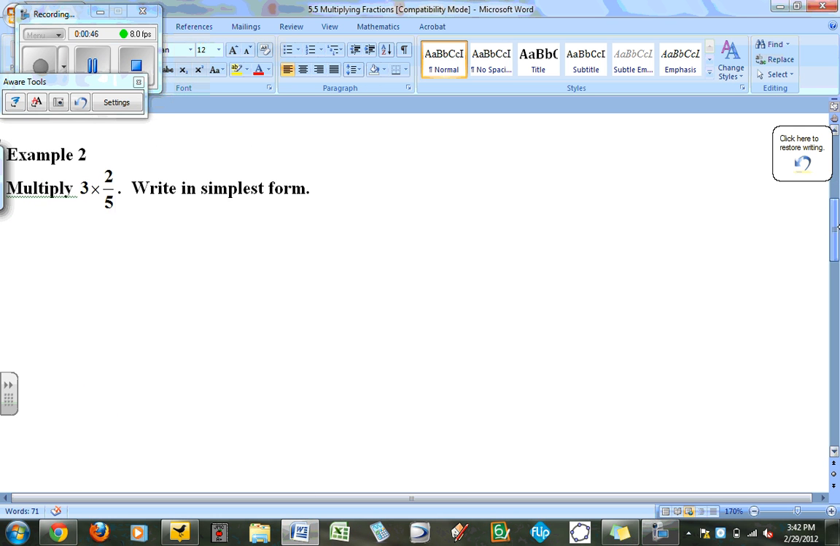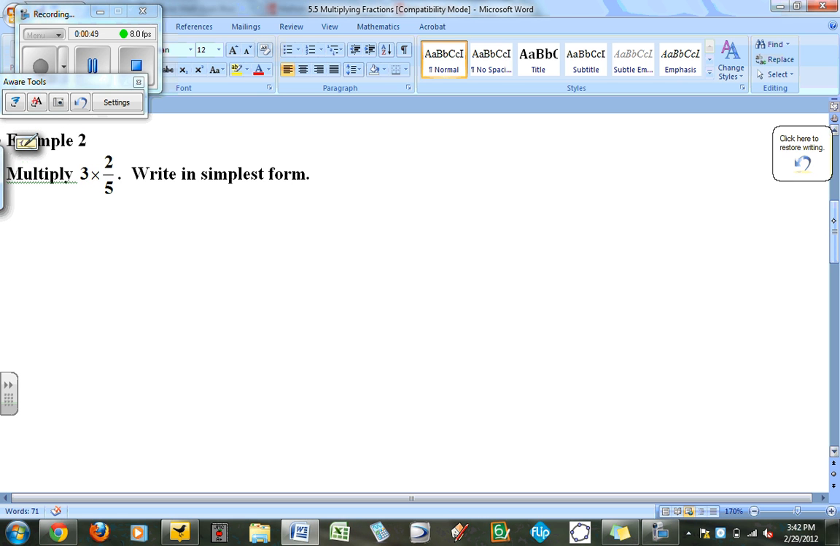Moving on. It says multiply 3 times 2/5, and then write your answer in simplest form. Any whole number is a fraction. We can write any whole number as 4 divided by 1. That is a fraction and is equal to 4. In math, we don't write divided by 1 because it doesn't change the value at all. So this number 3 is actually a fraction, 3 over 1, and we're going to multiply it by 2/5 in the same method.